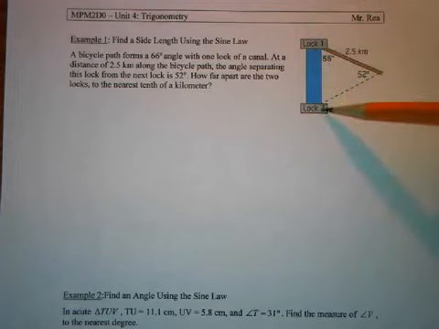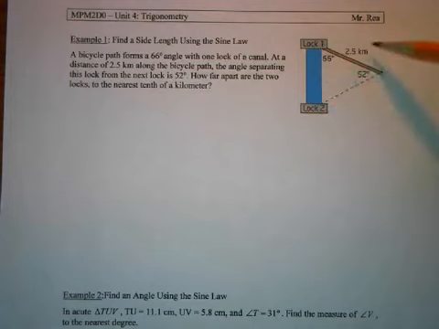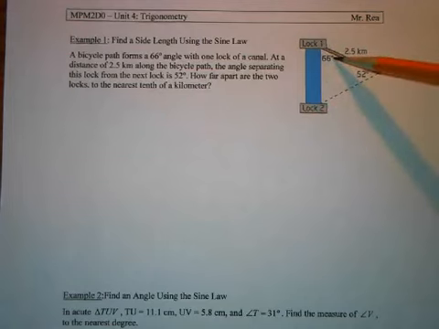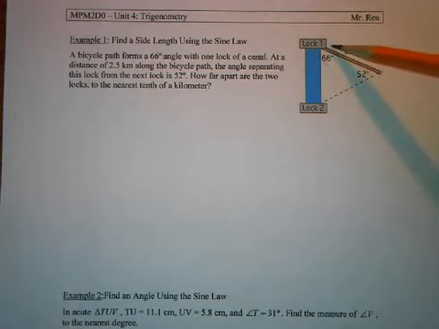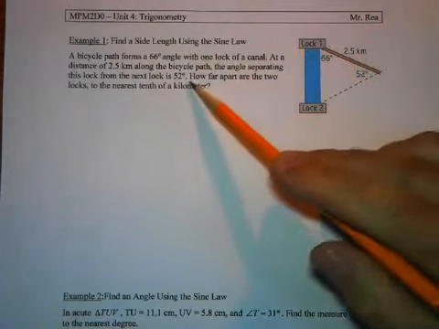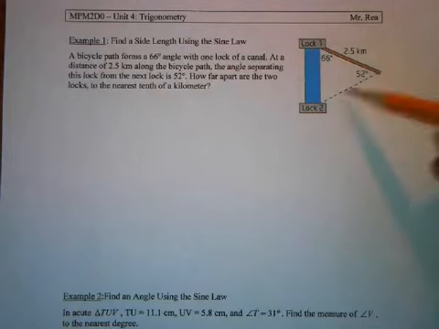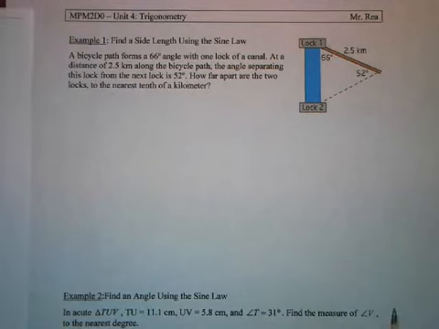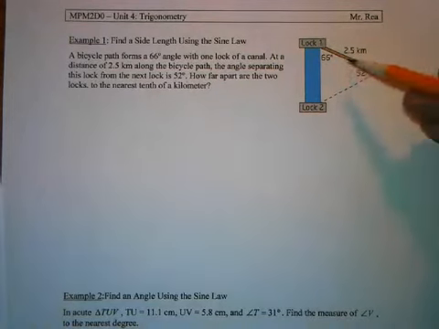Okay, so there's the first lock, there's the second, there's the waterway. So this bike path goes at a 66-degree angle to one of the locks, and it's 2.5 kilometers. So if you travel 2.5 kilometers and look to see what the angle to the next lock was, it's 52 degrees. Okay, so this is right in what I was just talking about.